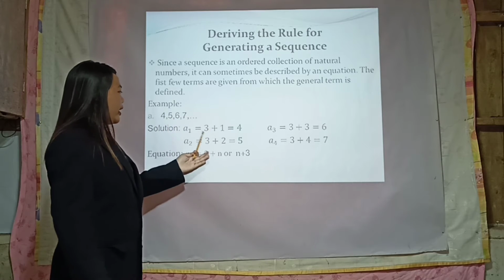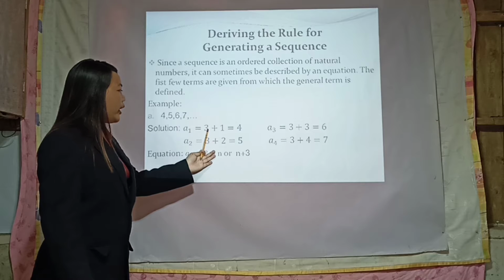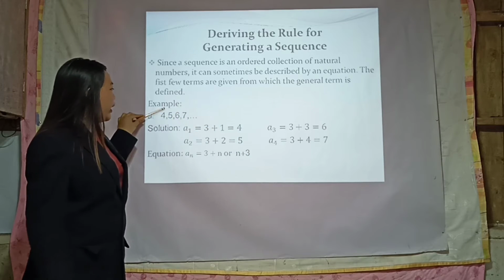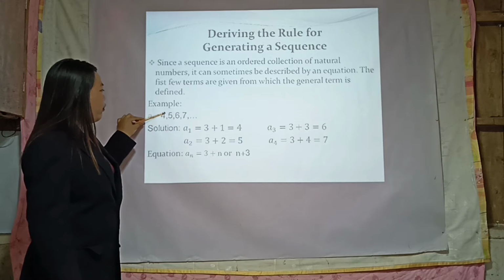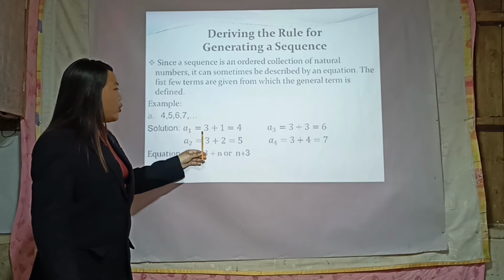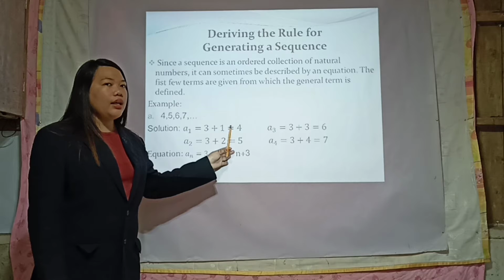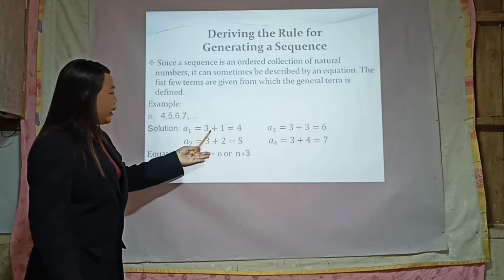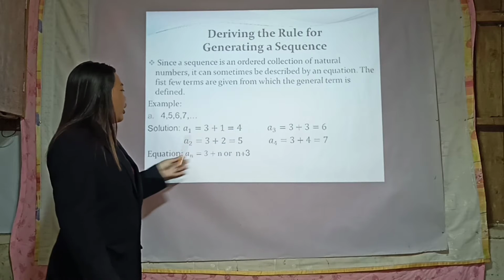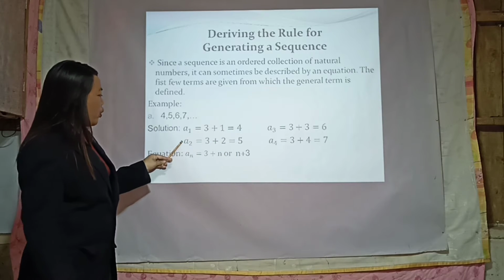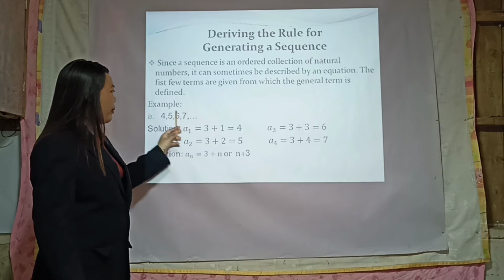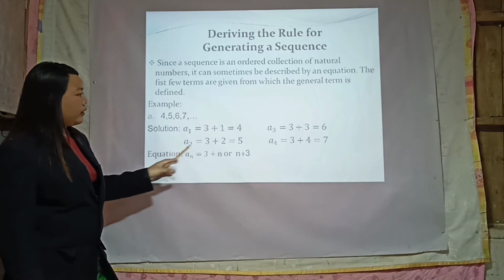So, let's try 3. A sub 1 is equal to 3. So, 3 plus 1 is equal to 4. As you see, the first term is 4. Therefore, we will now use 3 to add to n. So, for example, a sub 1 is equal to 3 plus 1 is equal to 4. A sub 2 is equal to 3 plus 2 is equal to 5. So, it's also 5, the second term.